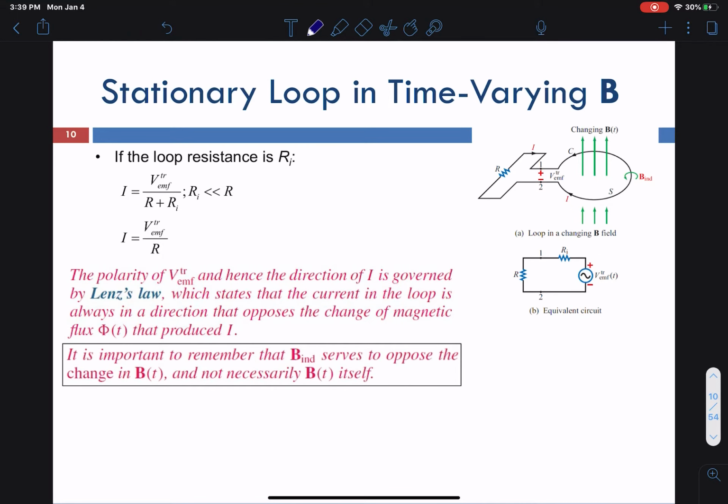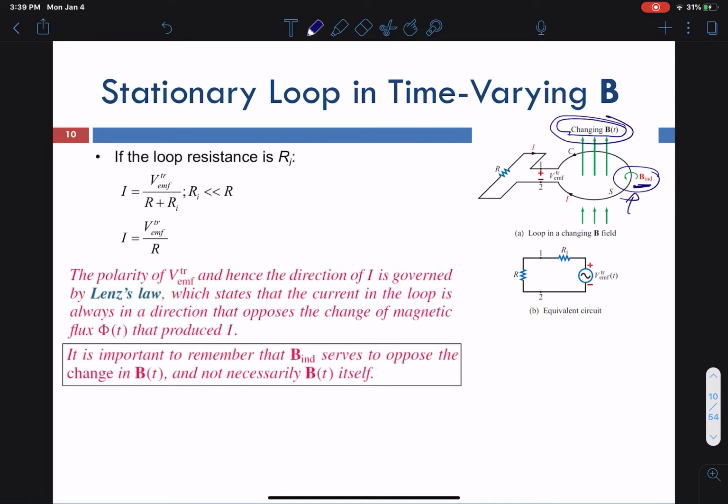So now, how do you know the current direction? Here's the thing: this is the changing flux. This changing flux induces a current here. That current will have a flux too, right? That's called induced flux. This induced flux would be such that it will oppose the change in B(t). The induced flux will oppose the change in B(t). It doesn't mean that it is opposing B(t) itself. It's only opposing the change in B(t).